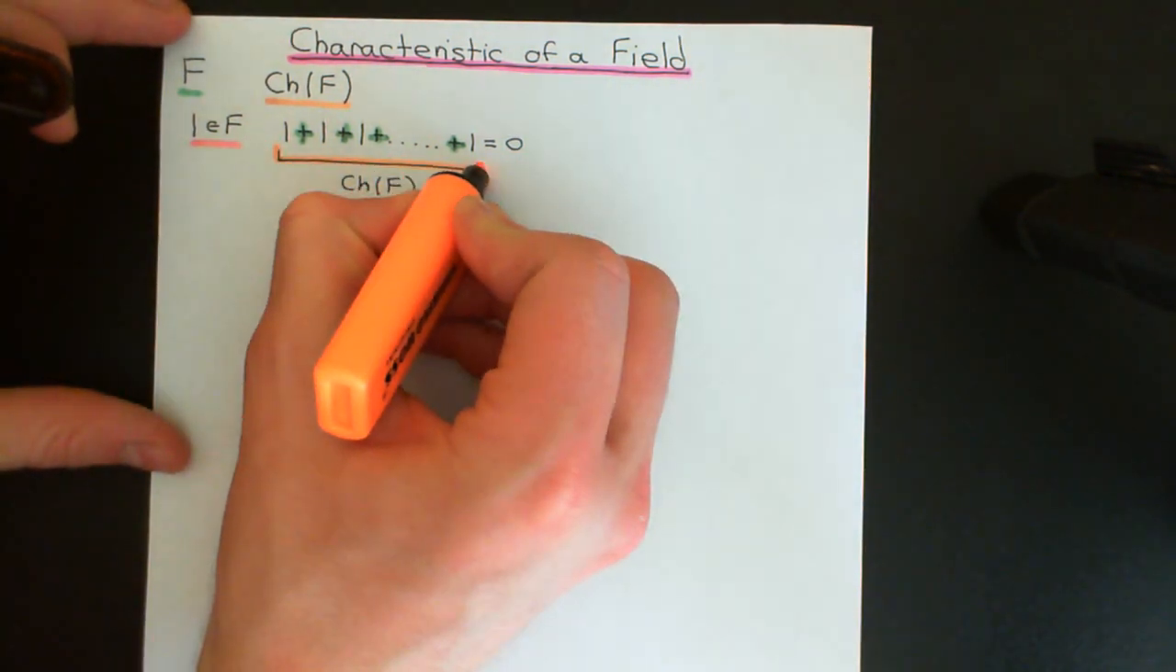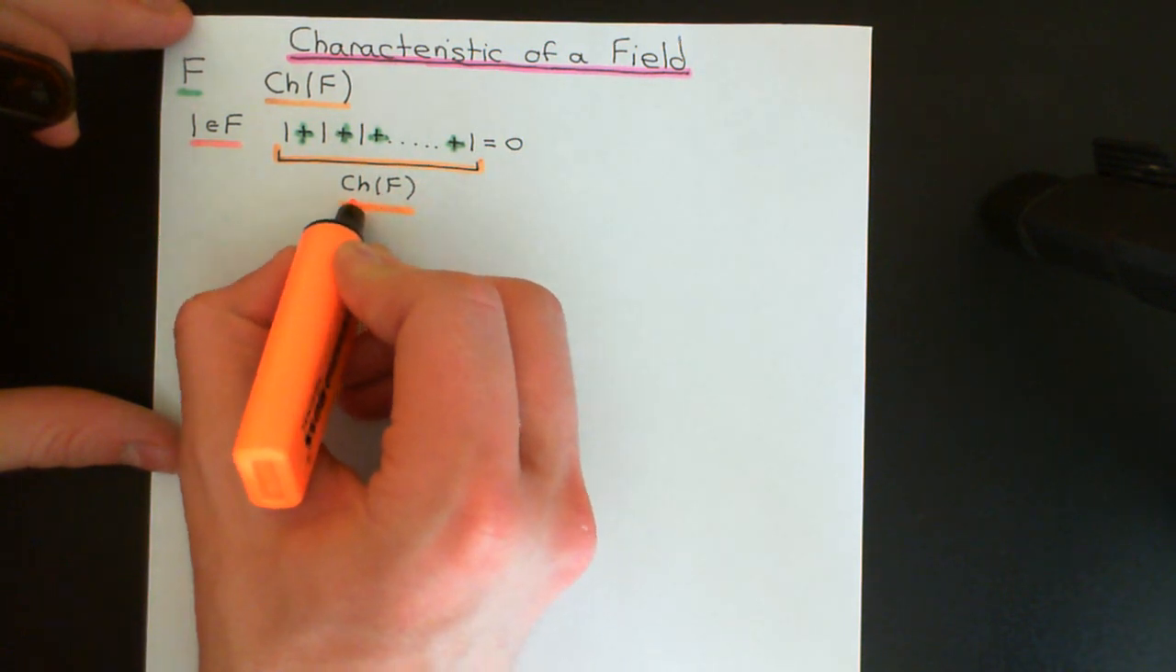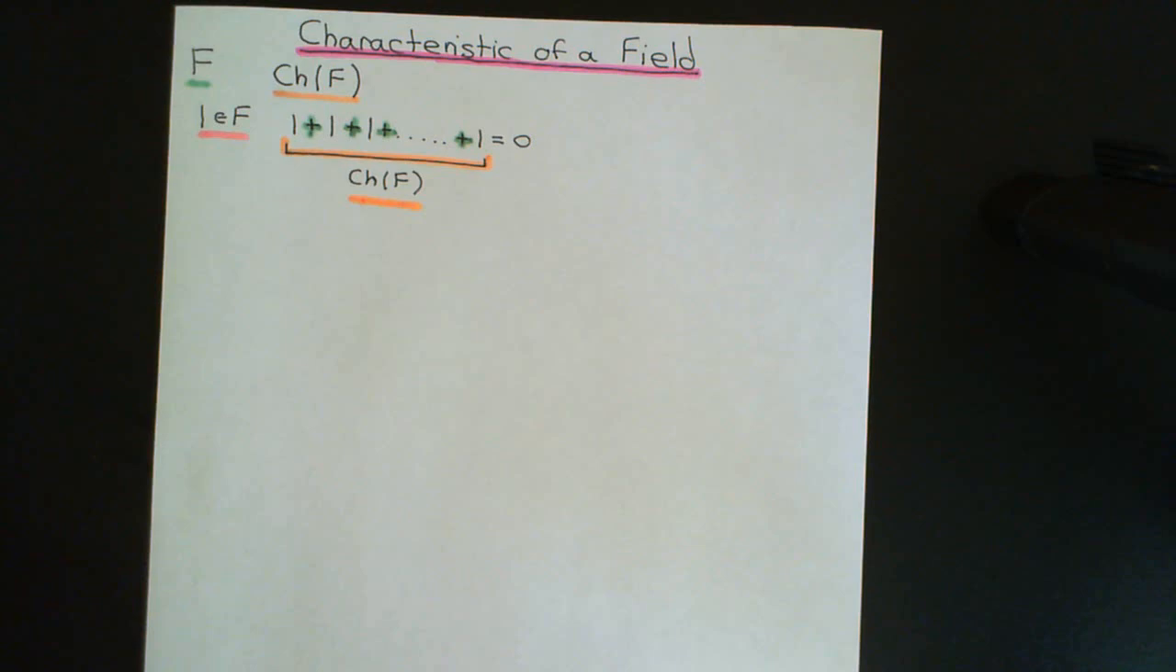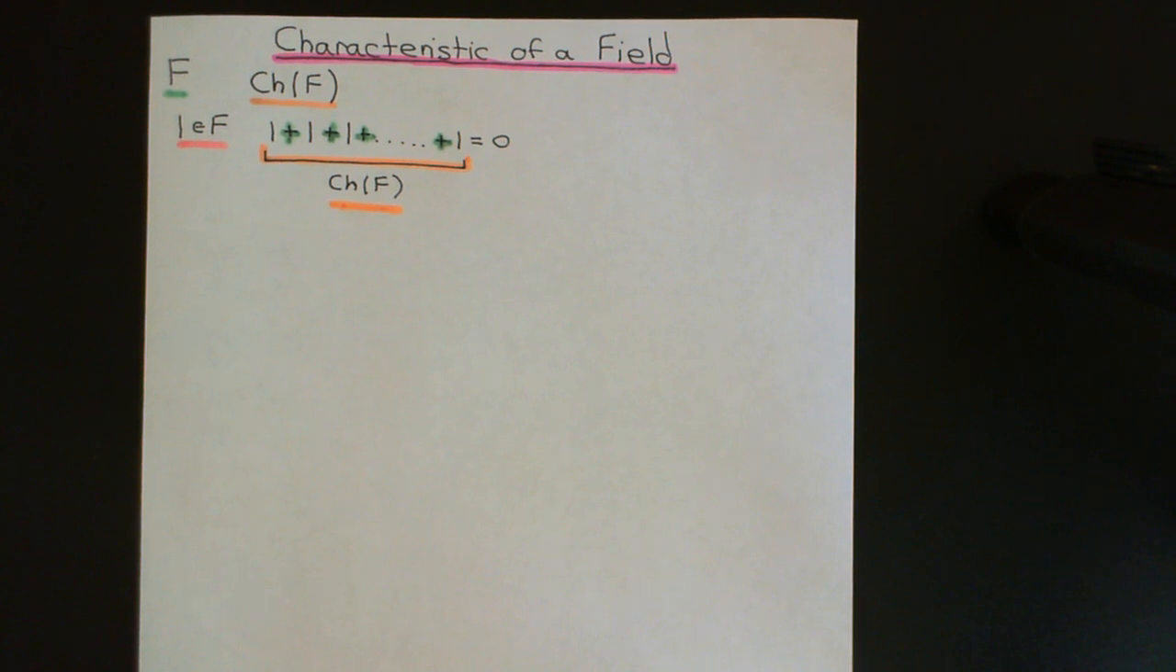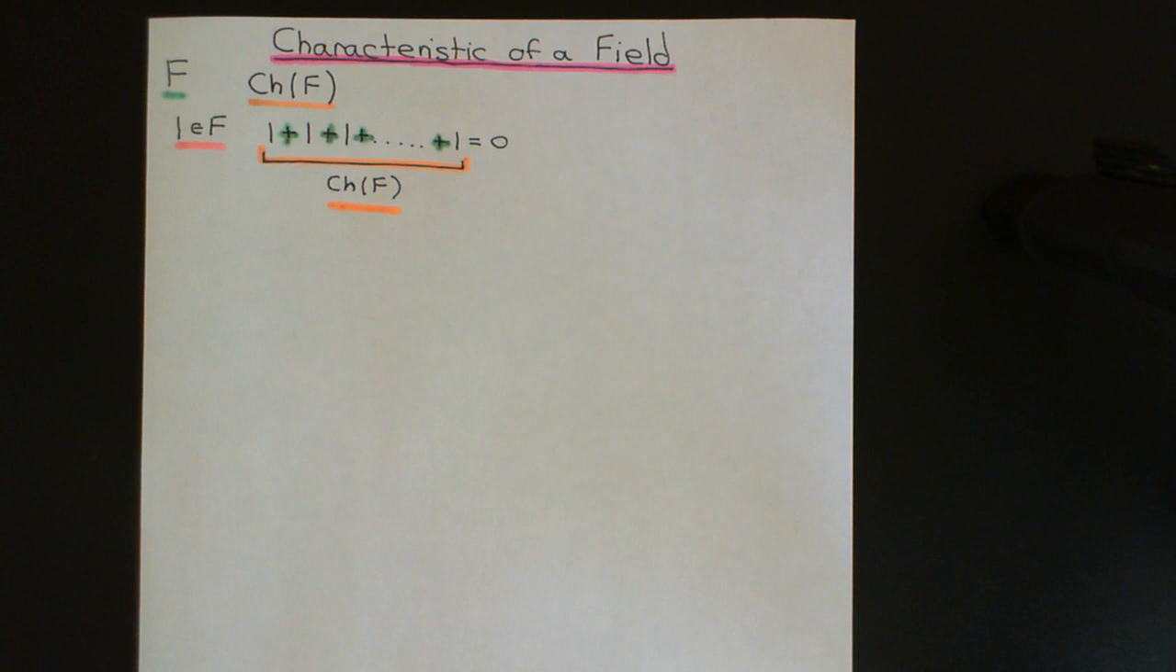Okay, now, there is one little caveat to this, of course. What if you can add 1 to itself as many times as you like and never get 0 back again? For instance, if you take the rational numbers, which is certainly a field, you can add 1 to itself as many times as you like, and you will just get a bigger and bigger rational, but you will never come back to 0.